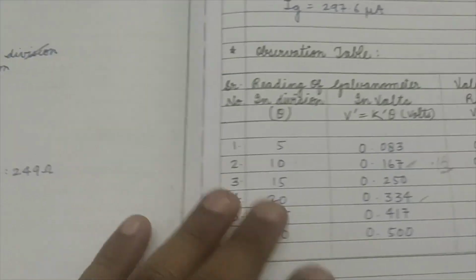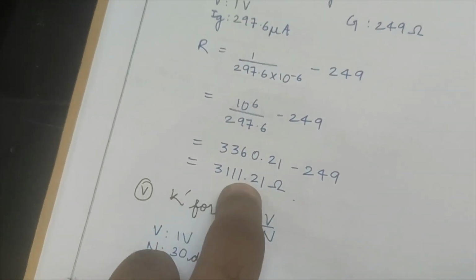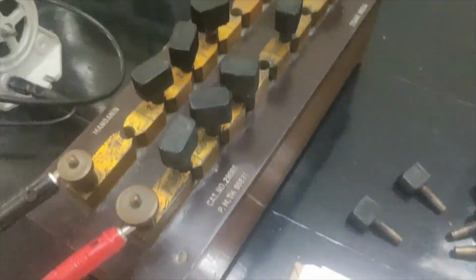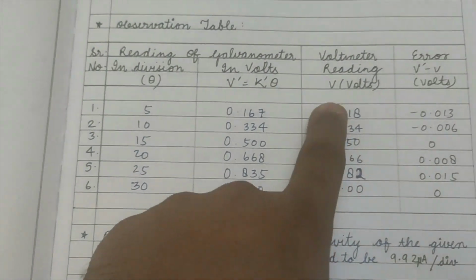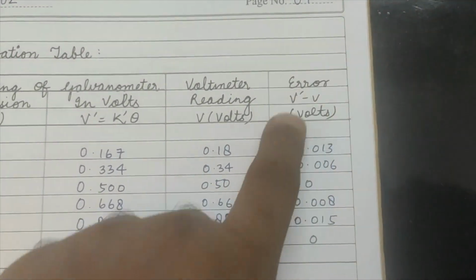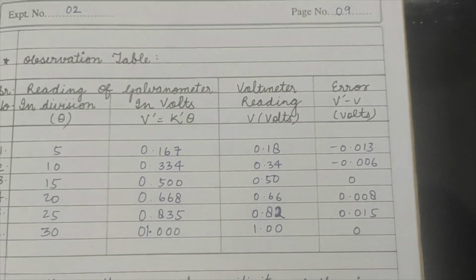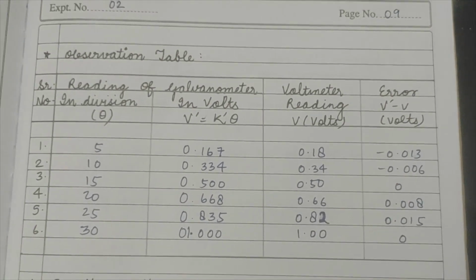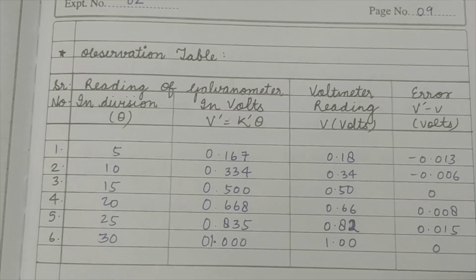Similarly, if you want to make it for 1 volt, we will calculate the resistance for 1 volt and introduce the resistance corresponding to 1 volt. Then we again calculate the deflection and the corresponding voltmeter reading and try to get the comparison. So this is what we have to do in this experiment, in which we convert the galvanometer into a voltmeter of 1 volt and 0.5 volt range.